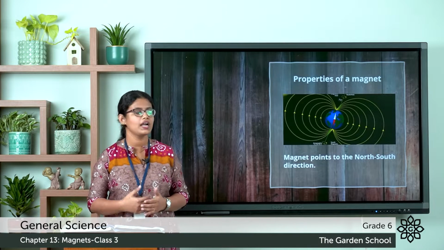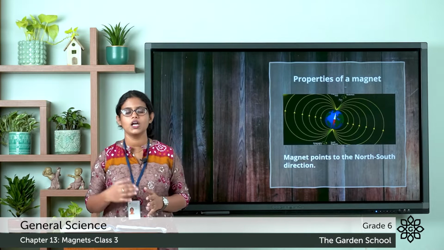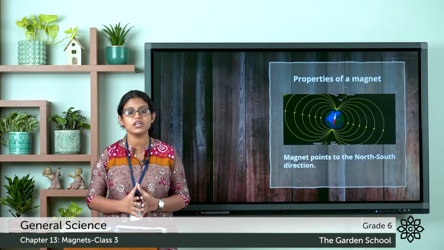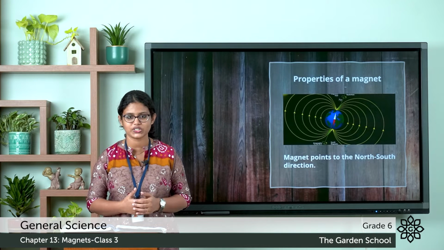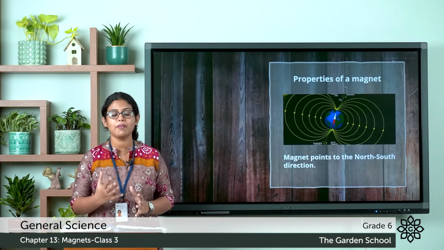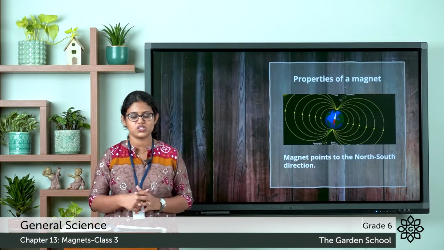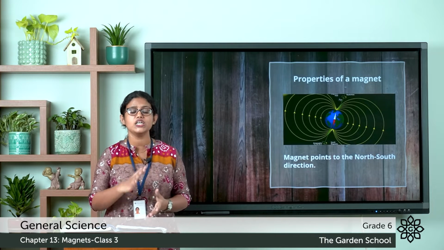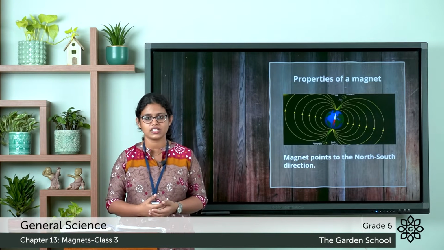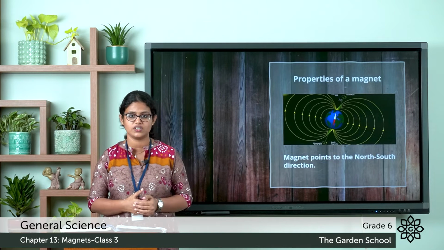We know that a magnet points to the north-south direction. When a magnet is suspended freely, it always remains in the north-south direction. So, here the question is, why does a magnet always point in the north-south direction? Why is it like that?